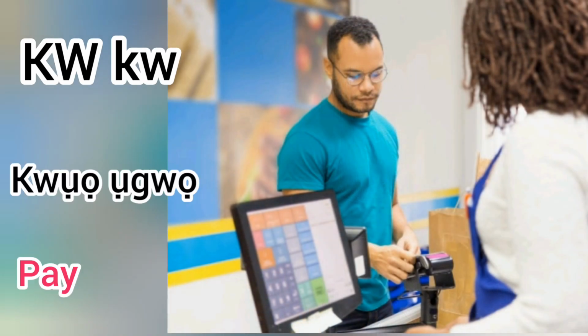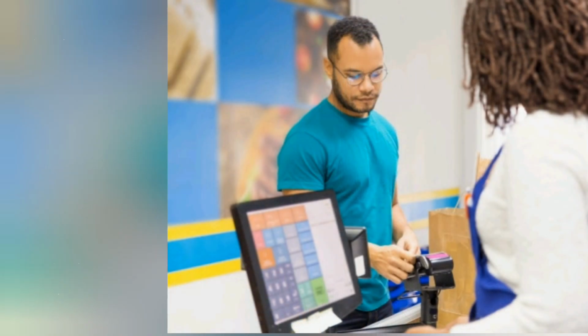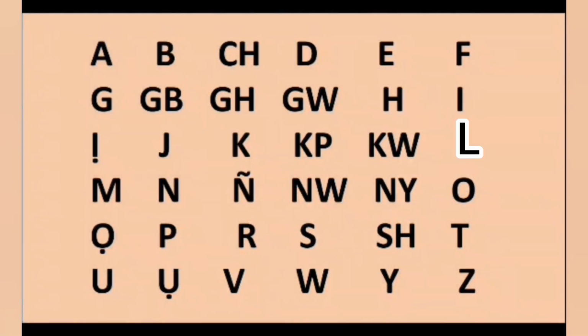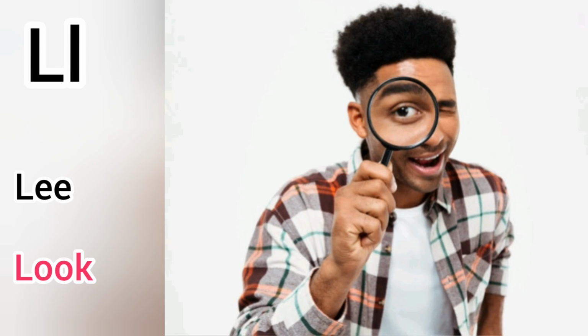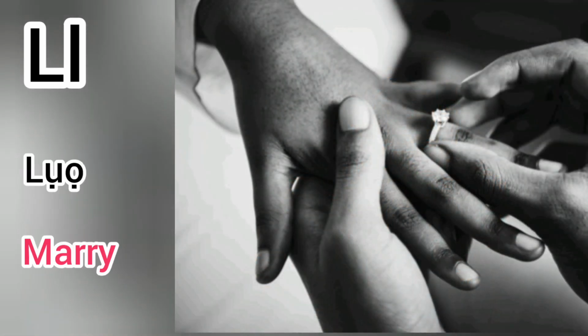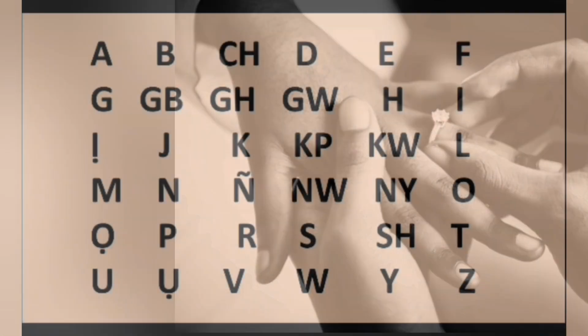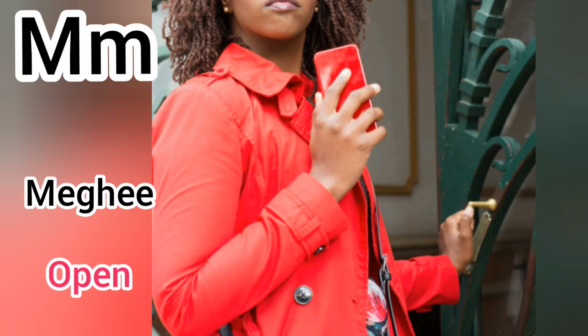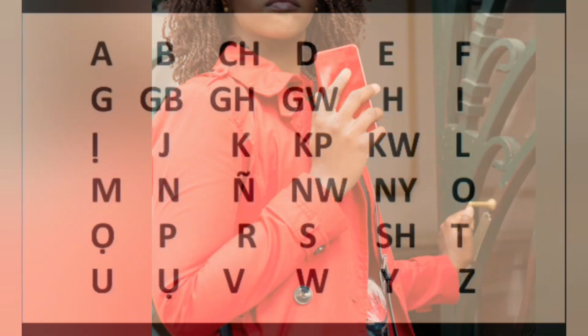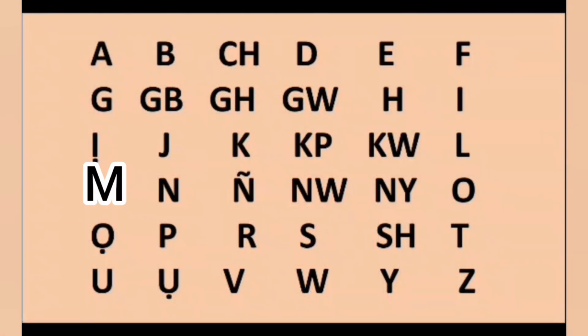Ụgbọ, which is hay. Li, Le, that is look. Then Lo, Luo, that is marry. Mi, Mi, Meghee, open. Being a special consonant, Mi can be placed side by side with another consonant.